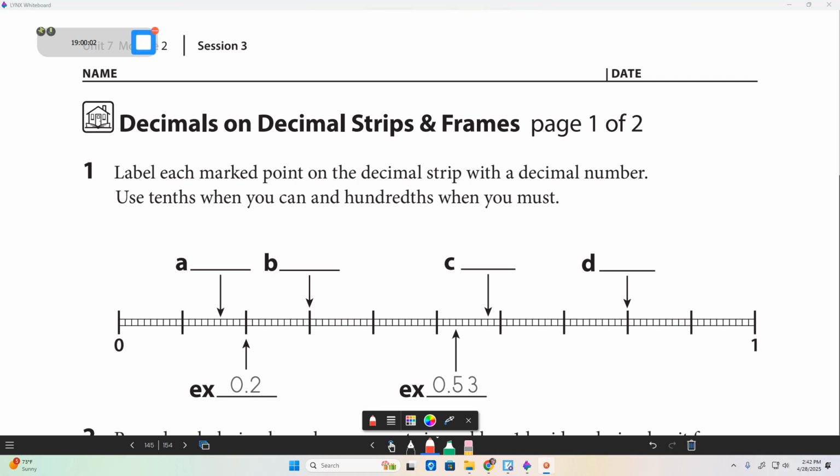Hello mathematicians, here is the video for home connections 141 and 142. Lots of decimal and fraction work on this.